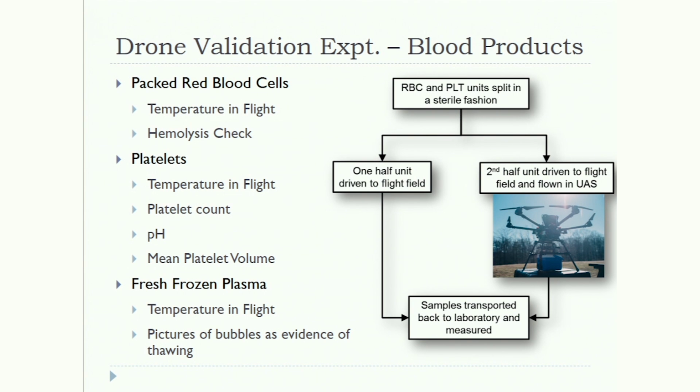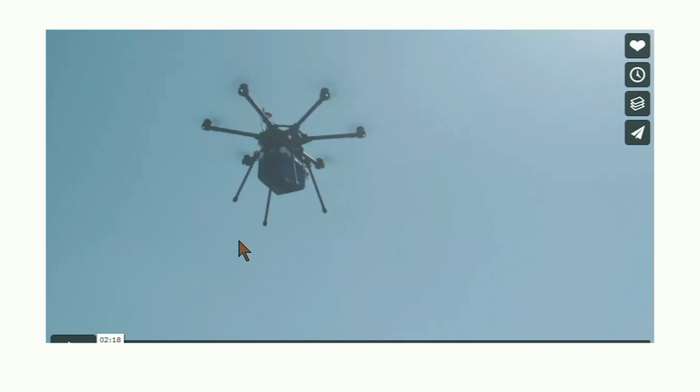The approach was similar. Red cell and platelet units were split in a sterile fashion, and one half was driven to the flight field and held, and the second half was driven to the flight field and flown in the drone. And we brought both samples back to the lab and measured it. I will show you that video. If you'll notice, this drone is a very different drone from the first one.